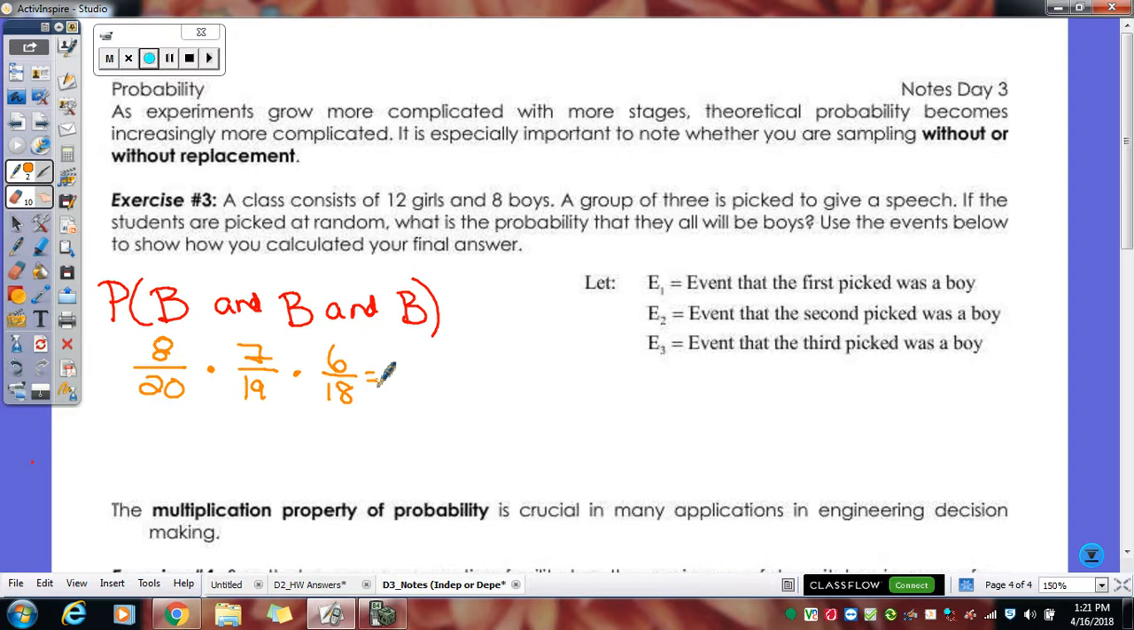Let's go ahead and multiply. Multiply your tops. 8 times 7 times 6, 336. Multiply our bottoms. 6,840. Let's reduce that. Don't ever say that. 7 out of 135. False. 14 over 285. 7 out of 135. 14 out of 285. Are you sure? Quite sure.